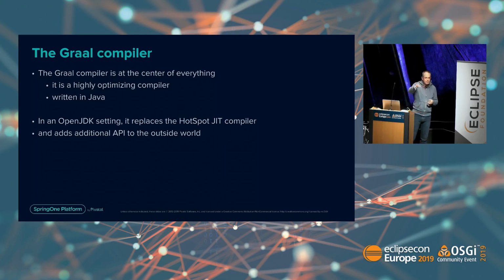This compiler provides additional API to the outside. We will see a little bit how that interacts with the outside world. But whenever people talk about GraalVM, it's not just ahead-of-time compilation or whatever. Most of the stuff deals with this highly optimizing compiler that can spit out really fast machine code. It does a lot of optimizations under the hood.